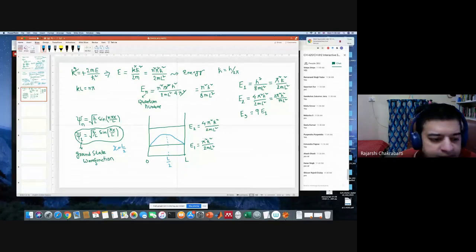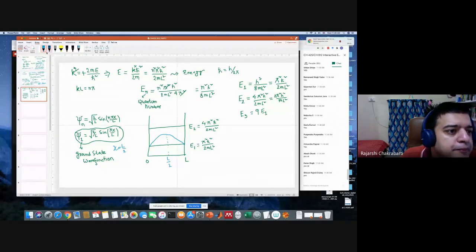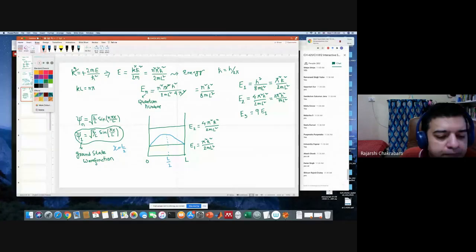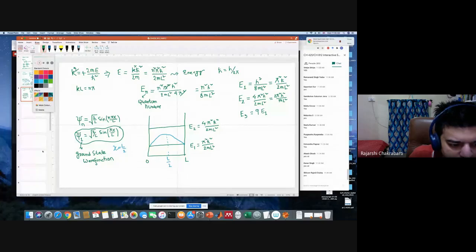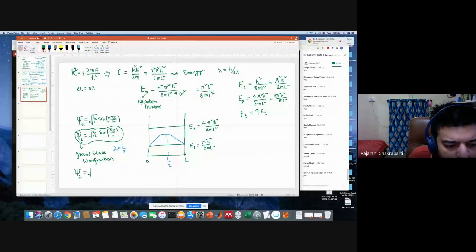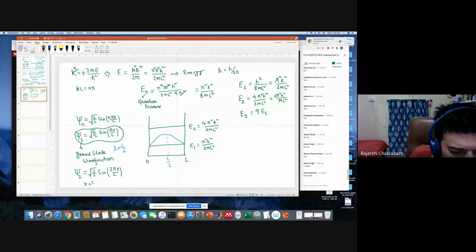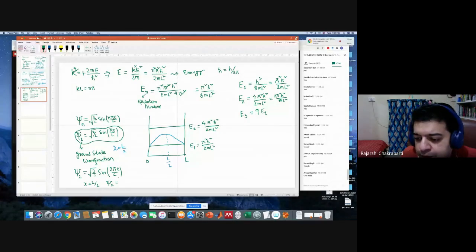What about the next one? Next one, psi 2. Now psi 2 is root over 2 by L sine 2 pi x by L, and if I take x equal to L by 2, say the midpoint, what is the value of psi 2? Can anyone tell me what is the value of psi 2?